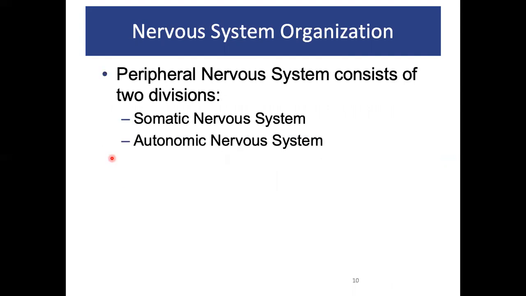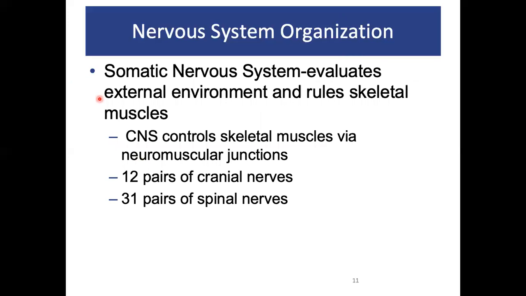For the peripheral nervous system, we have two divisions: the somatic nervous system and the autonomic nervous system. The somatic nervous system evaluates the external environment and rules skeletal muscle via neuromuscular junctions. We have 12 pairs of cranial nerves and 31 pairs of spinal nerves.